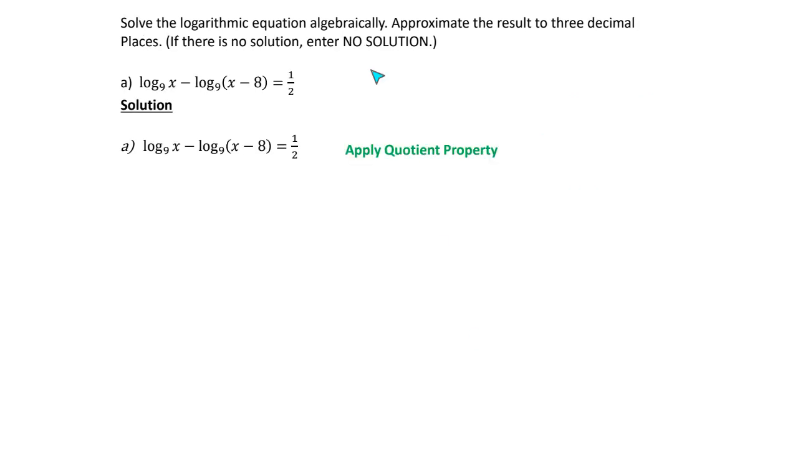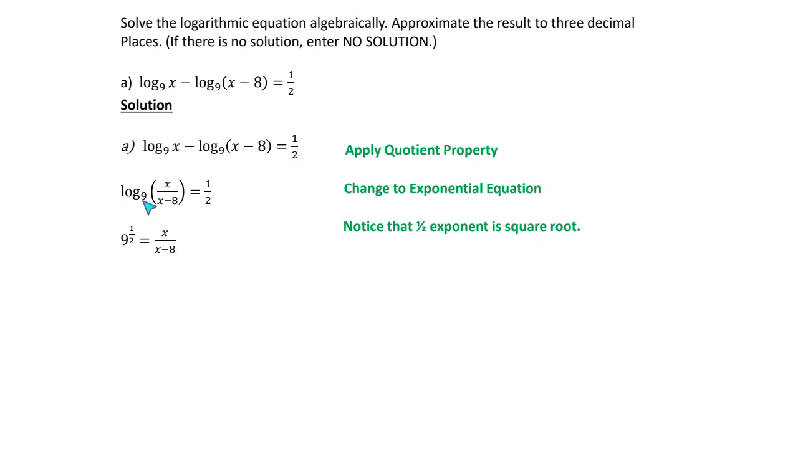Okay, we have one more. So log base 9 of x minus log base 9 of x minus 8. We can combine those again with division. So we have x divided by x minus 8. I can change to exponential. So 9 is my base. The log is equal to a half, so half is going to be my power.